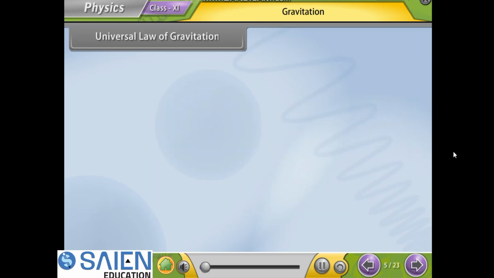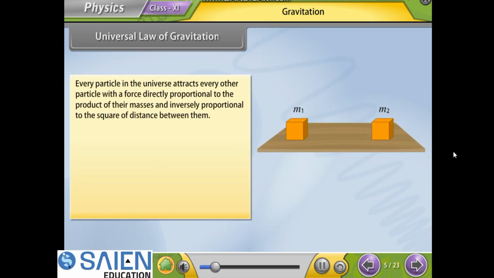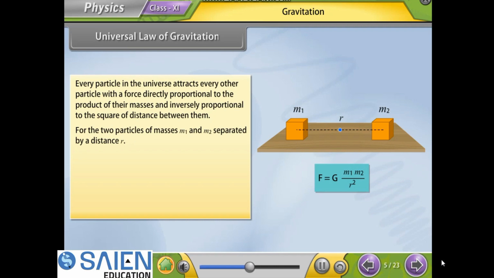Universal Law of Gravitation. According to Newton's law of gravitation, every particle in the universe attracts every other particle with a force directly proportional to the product of their masses and inversely proportional to the square of distance between them. The direction of this force is along the line joining the two particles. For the two particles of masses m1 and m2 separated by a distance r, F is equal to G m1 m2 upon r square. The constant G is called universal constant of gravitation.